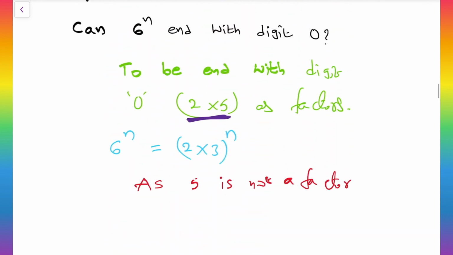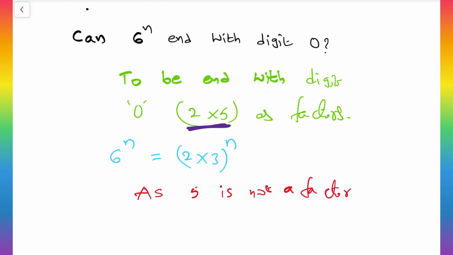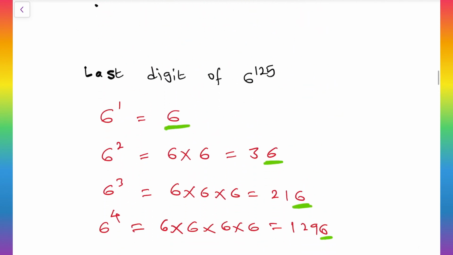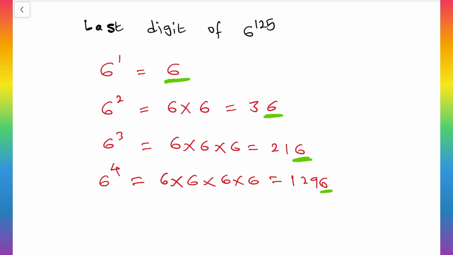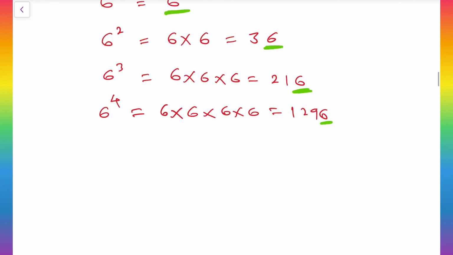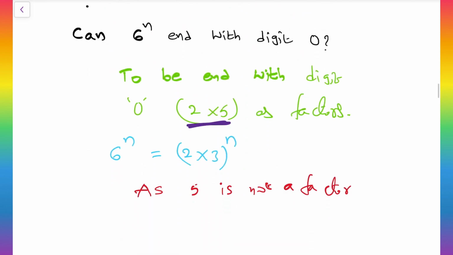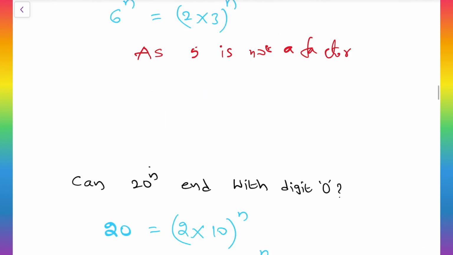Observe this, 3 types of questions in total. The first type of question: what is the last digit? Only the last digit he is asking. The second type of digit question is whether some number will end with the digit 0 or not. In the first question, what is the last digit? In the second question, whether the last digit will be 0 or not. And now coming to the third type: how many digits will be there?